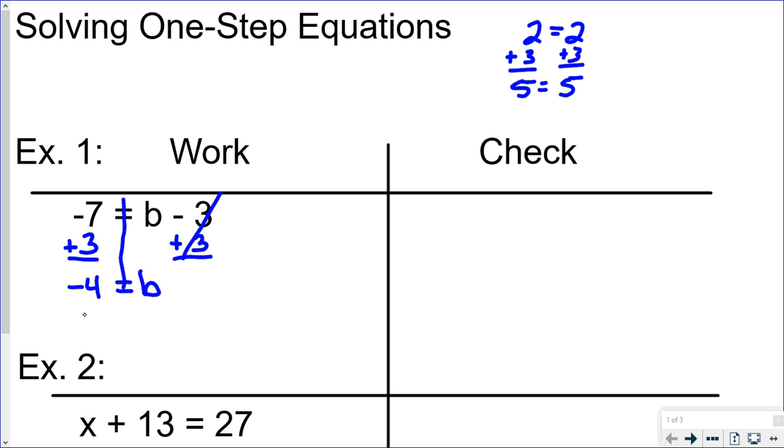Now, it looks better in algebra, and we prefer that you move the variable to the other side. So just switch it around so that your answer says b equals negative 4 instead of negative 4 equals b.